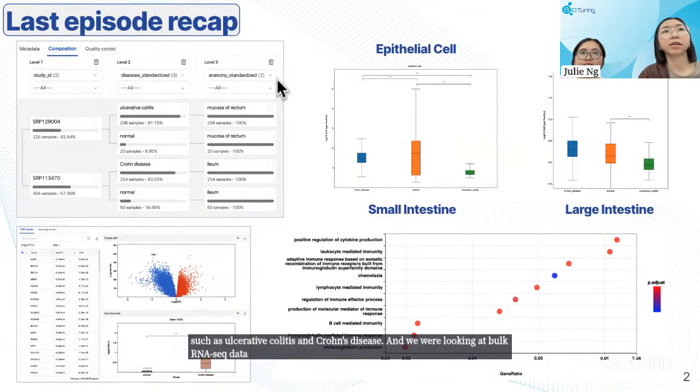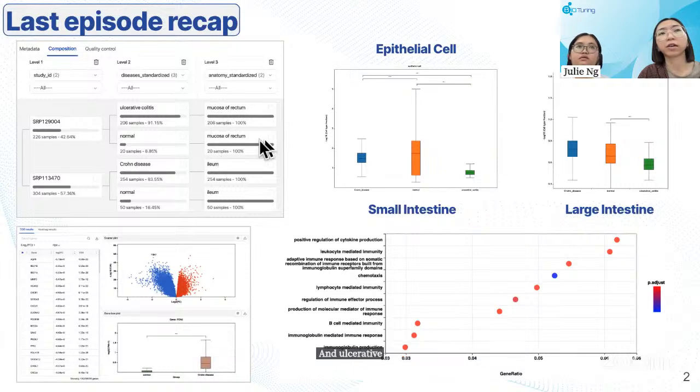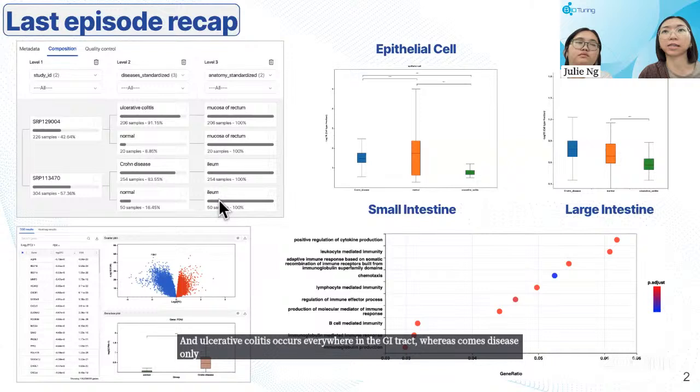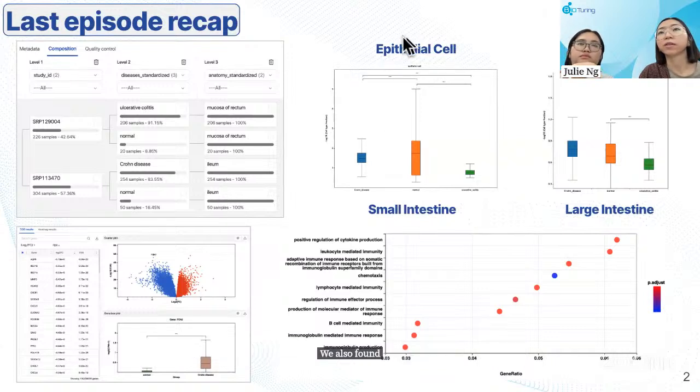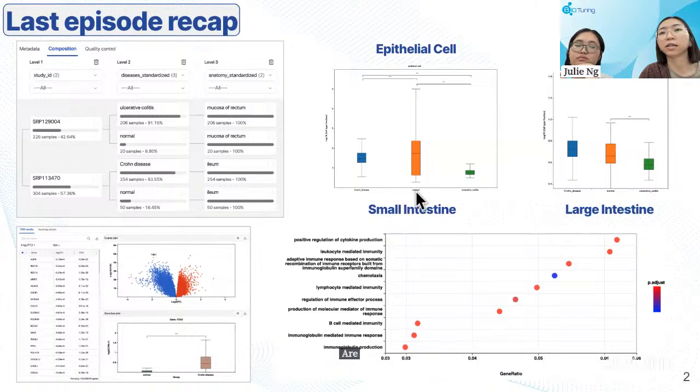Here in this diagram, you can see we've broken down ulcerative colitis and Crohn's disease. Ulcerative colitis occurs everywhere in the GI tract, whereas Crohn's disease only occurs within the large intestine. We also found that some of the epithelial cells in both the small intestine and large intestine are different in the disease than they are in the normal groups. You can see here through the bar charts.